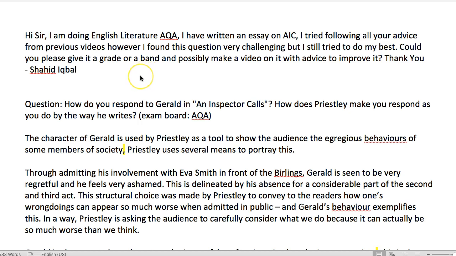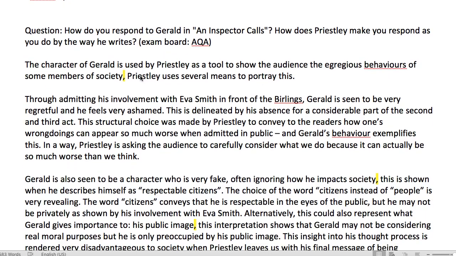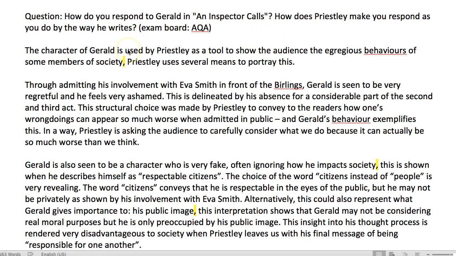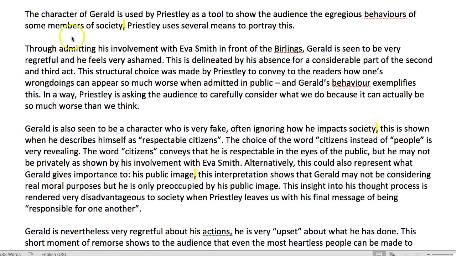Yes, I can. So let's look at his question. How do you respond to Gerald in An Inspector Calls? How does Priestley make you respond as you do by the way he writes? Okay, we've got a very short introduction, which is a good use of your time.